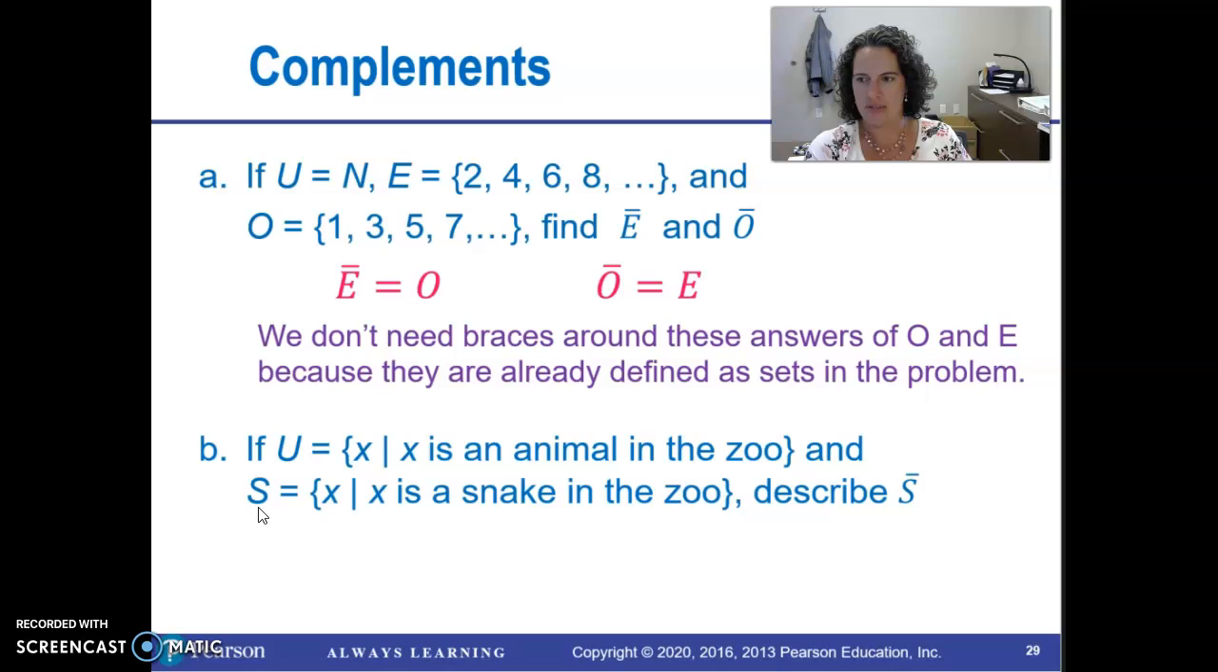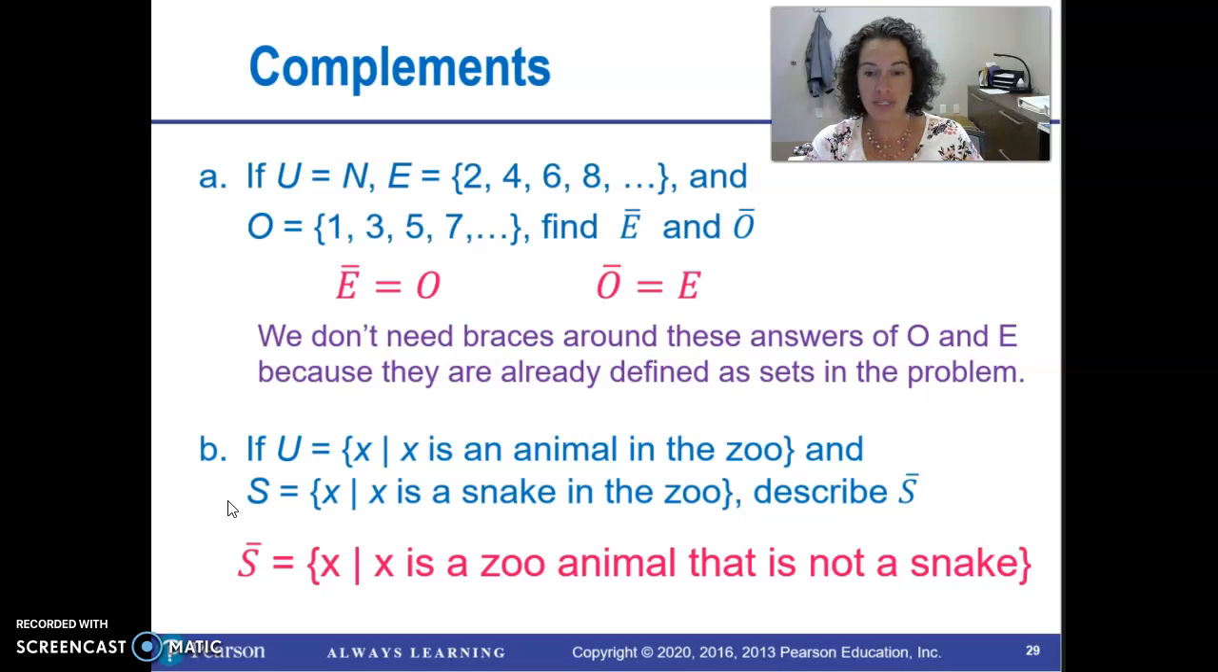So the complement of S. Complements still have to exist in that universe, but we're just going to say that it's not going to be whatever S was. So we still have to list that it is an animal in the zoo and that it's not a snake. Our complement of S would be all those x values, all those critters in the zoo, that are not snakes. So we're talking about the monkeys and the bears and the giraffes and all of those. We don't want to list them all because we don't know what animals they might be, but we're going to say all of those x's, as long as x is a zoo animal but not a snake.